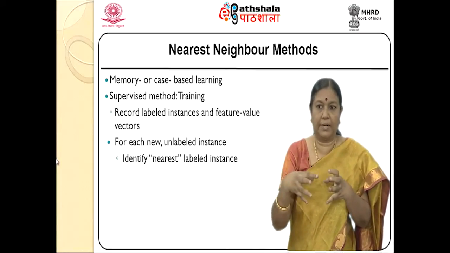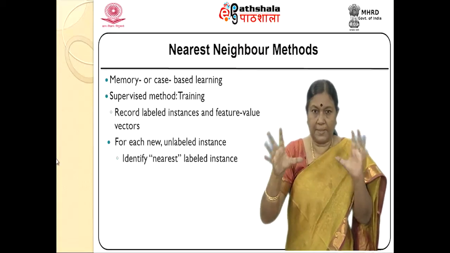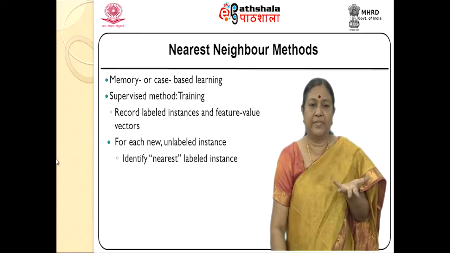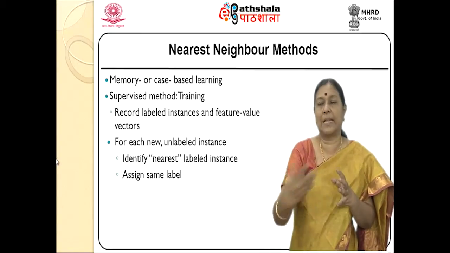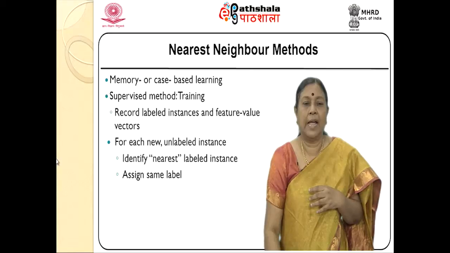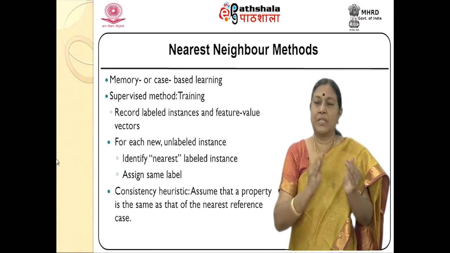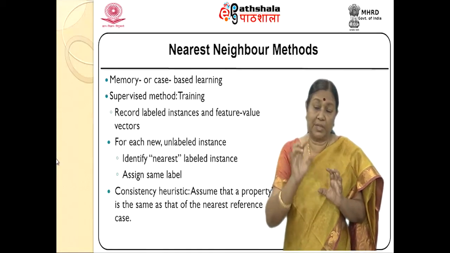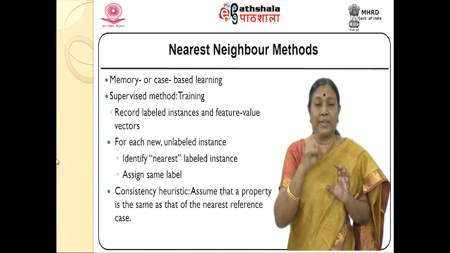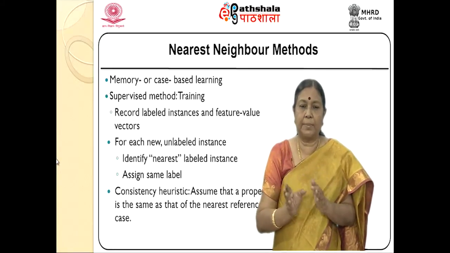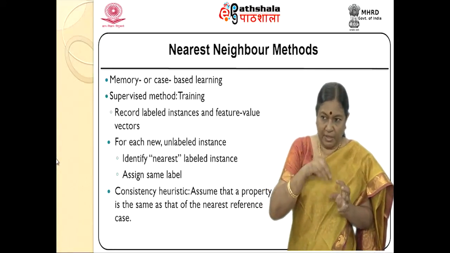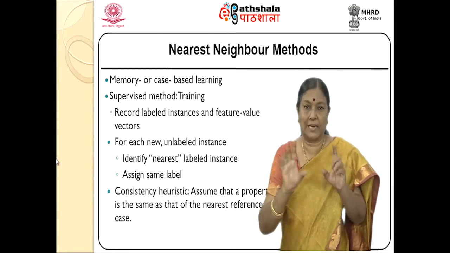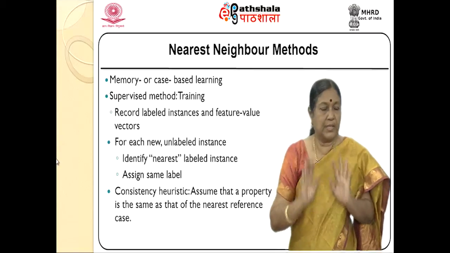So, you have a number of labeled instances which you have represented in a space. You find the nearest labeled instance, identify that, and assign the new instance the same label as the nearest neighbor, and that is how you do this method, nearest neighbor. Consistency heuristic: the heuristic we are assuming is that a property of the new unlabeled instance will be the same as that of its neighbor. That is the assumption we are making when we are doing nearest neighbor.